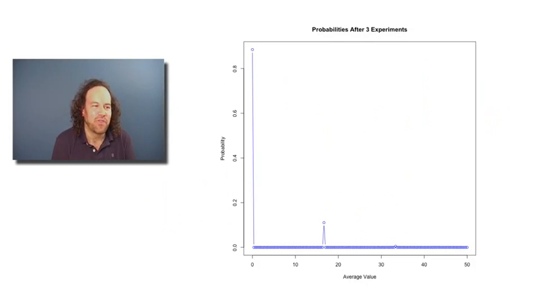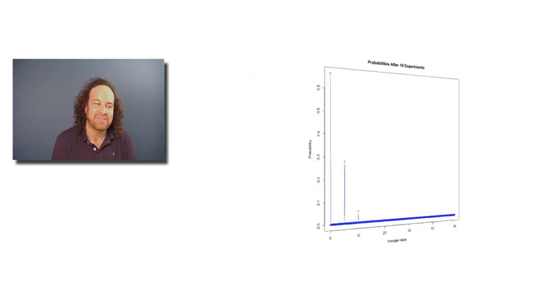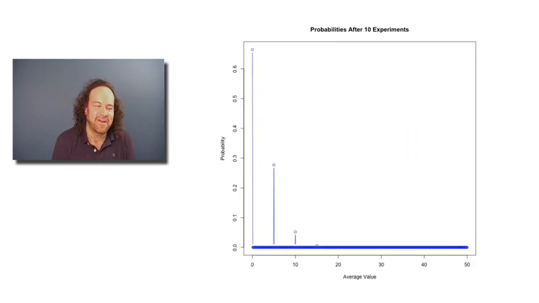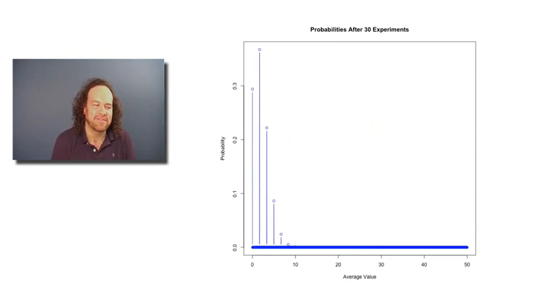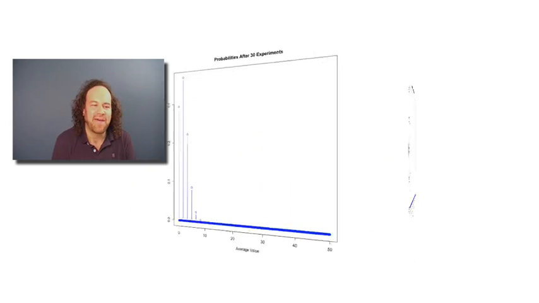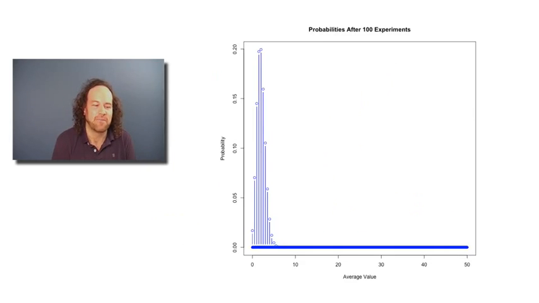But after 3 experiments, well, it's still usually 0, but occasionally the average takes on some larger values. After 10 experiments, well, we're starting to see different values poke up for this average, but we don't really understand it. After 30 experiments, well, we're starting to see a little more of a pattern. We're starting to see some spread in the probabilities. After 100 repetitions of the experiment, we can start to see that most of the probabilities are pretty close to 0, but they're starting to spread out in a sort of a shape.